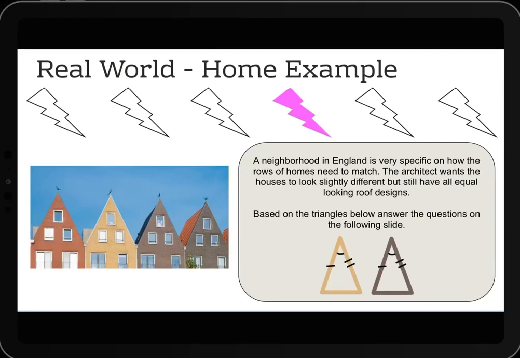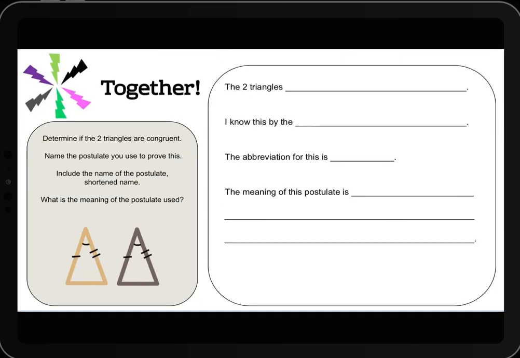So now let's take a look at the home example. A neighborhood in England is very specific on how the rows of homes need to match. So the architect wants houses to look slightly different but still have all equal looking roof designs. So based on the triangles below, let's figure out whether or not those triangles actually are congruent with just different roof designs. So here's our two triangles. We want to first determine if the triangles are in fact congruent to each other. So we look at the two triangles and we see we have side, angle, side, side, angle, side. You can see the angles are in between the S's. They're included. So that tells us they are congruent.